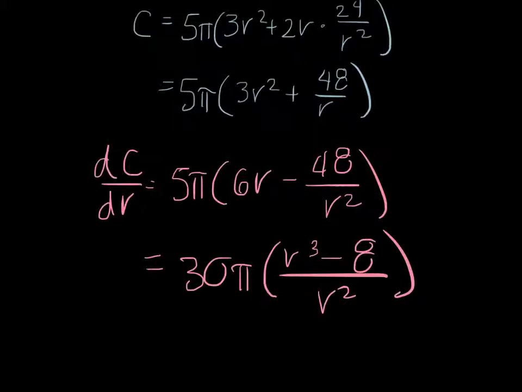Since dC/dr is less than 0 if r is less than 2, and dC/dr is greater than 0 if r is greater than 2, it follows from the first derivative test that C has its minimum value if the radius of the cylinder is 2 inches. Therefore, the corresponding value for the altitude is 6 inches.